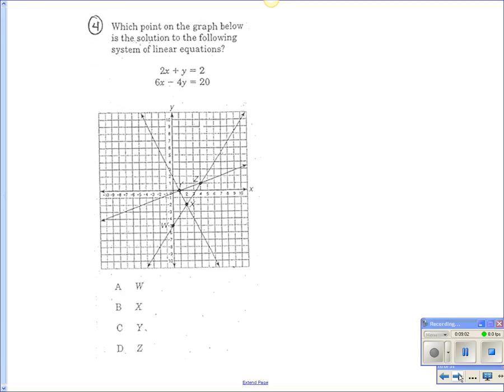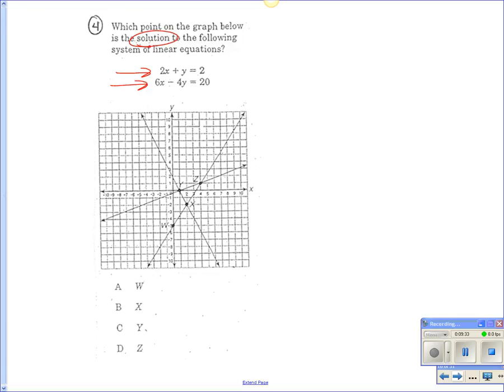Number 4, which point on the graph below is the solution to the following system of linear equations? Lindsay, what am I circling? Solution. Okay, guys, this one's a little different. How many lines are on this graph? 3. You only need 2 of them. You have to decide which 2 you need. You're going to actually have to work this one out.